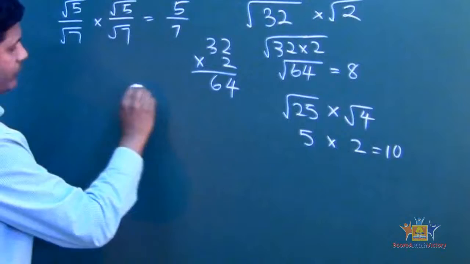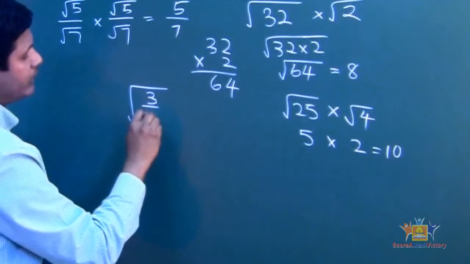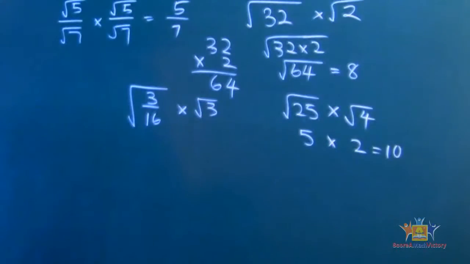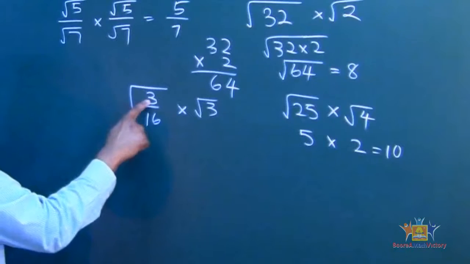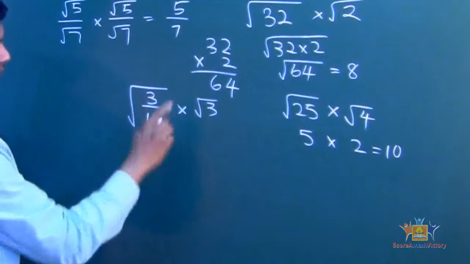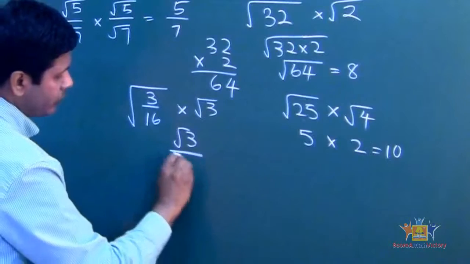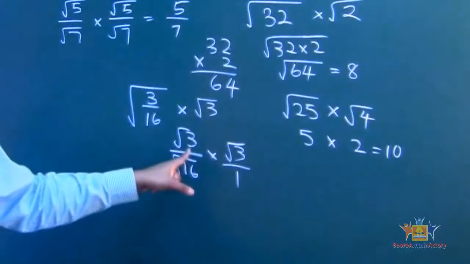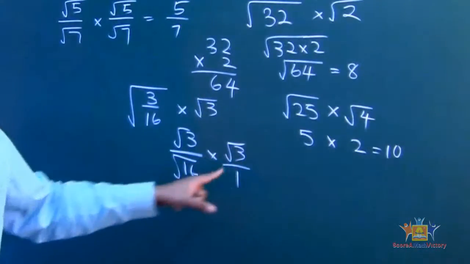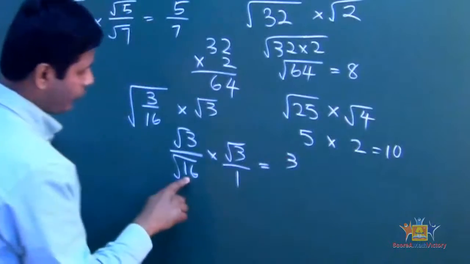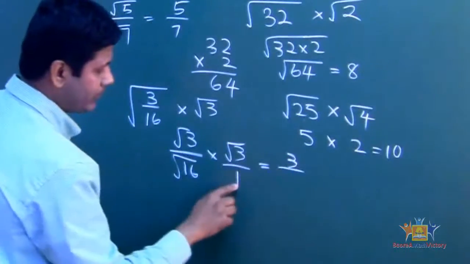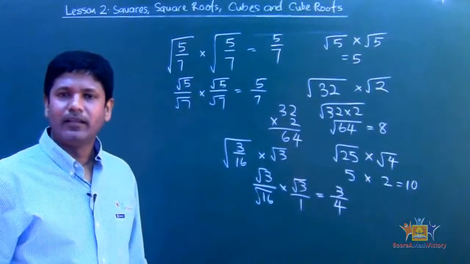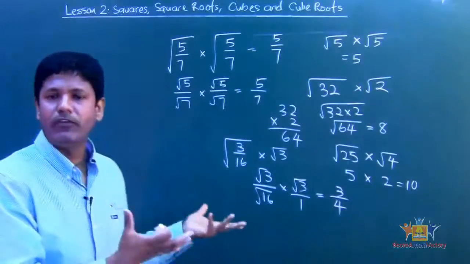Now let's say, for example, I give you square root of 3 over 16 times square root of 3 and ask you to simplify this. Look at this. Square root of 3 over 16, which means square root of 3 over square root of 16. You're multiplying with square root of 3 over 1. Square root of 3 times square root of 3 is what? It's 3. Square root of 16 is 4, because 4 times 1 gives you 4. Right there. See that? Mr. Mac can manipulate this in so many different ways.